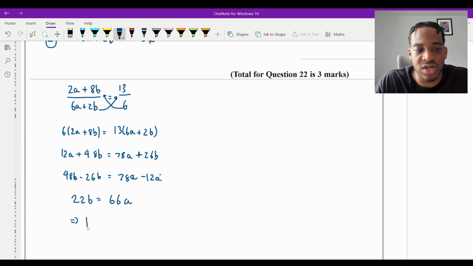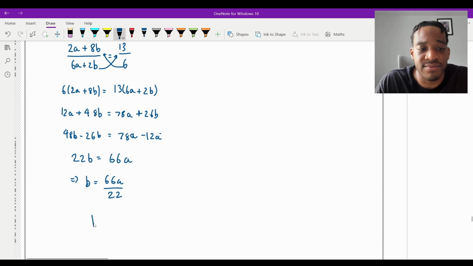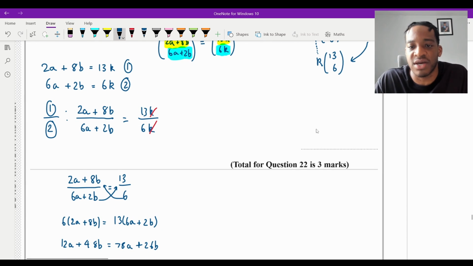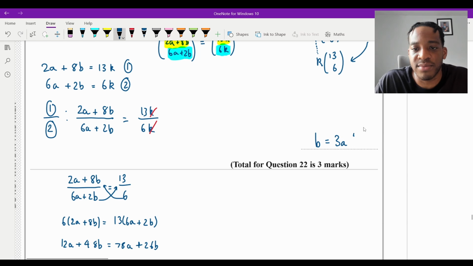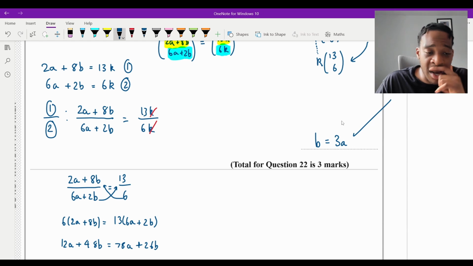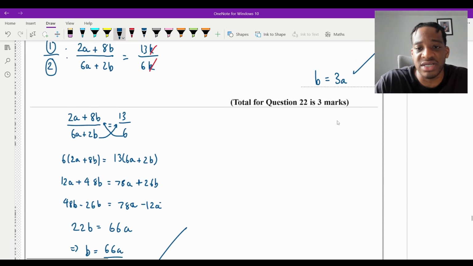So now to get b on its own, b is equal to 66a divided by 22. 66 divided by 22 is just 3. So therefore b is equal to 3a. And that's it. Just put this here: b is equal to 3a. It's quite a lot for 3 marks, but not much we can do to be fair. But hopefully this all makes sense.